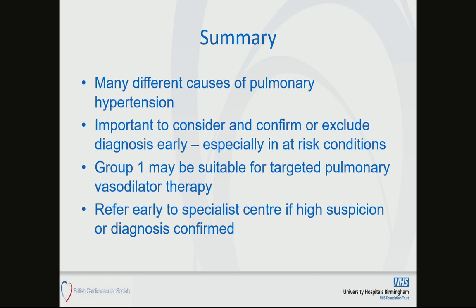So, summary. There are lots of different causes of pulmonary hypertension. This should be your take-home message: you have to consider and confirm or exclude the diagnosis early on, especially if you've got an at-risk condition, so your connective tissue disorder, your congenital heart disease. The group 1 patients may be suitable for targeted pulmonary vasodilator therapy, and if you have anybody with that high suspicion or you've already confirmed the diagnosis, refer early to a specialist centre.